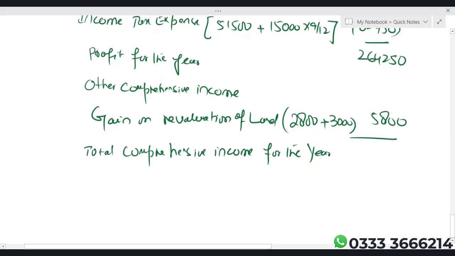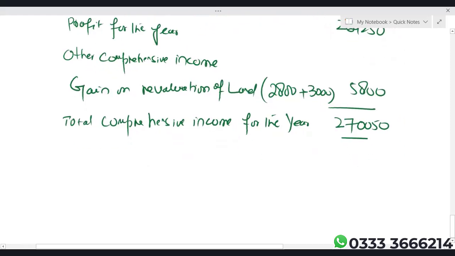Total comprehensive income for the year is 2,70,050. And obviously, in this total comprehensive income, we have to give share to the NCI. We have to give share to the NCI in the profit after tax as well as in total comprehensive income. So no issue at all.